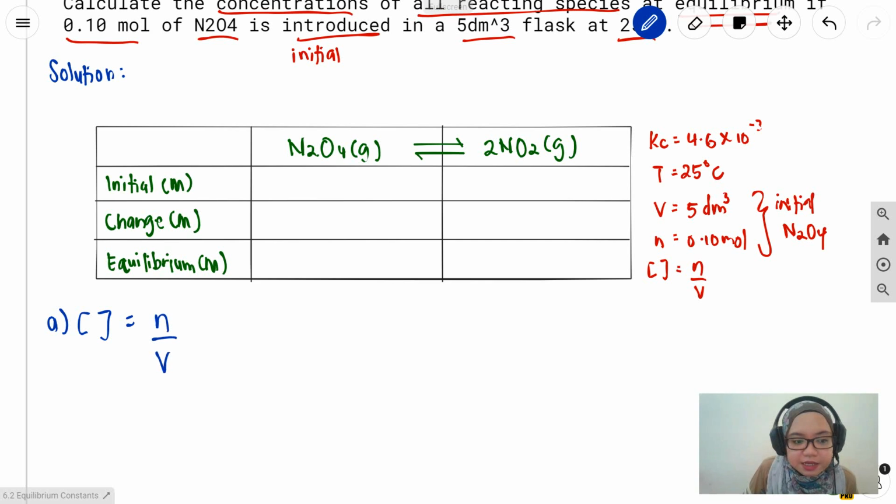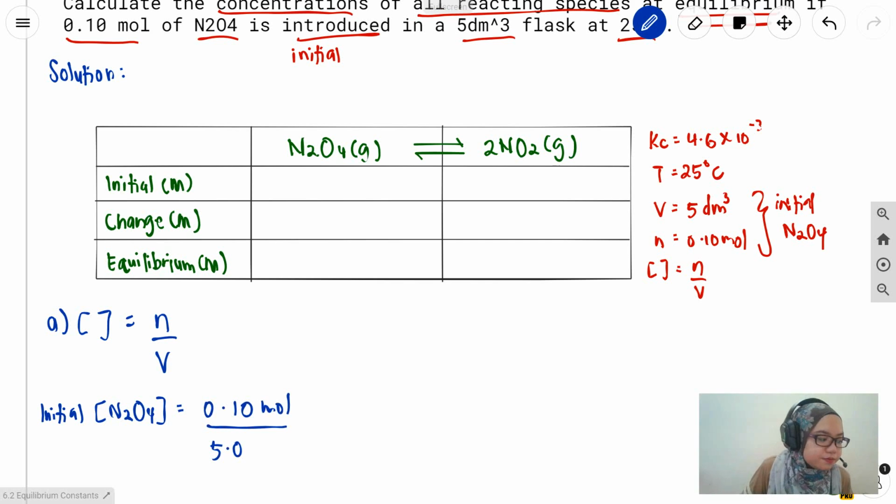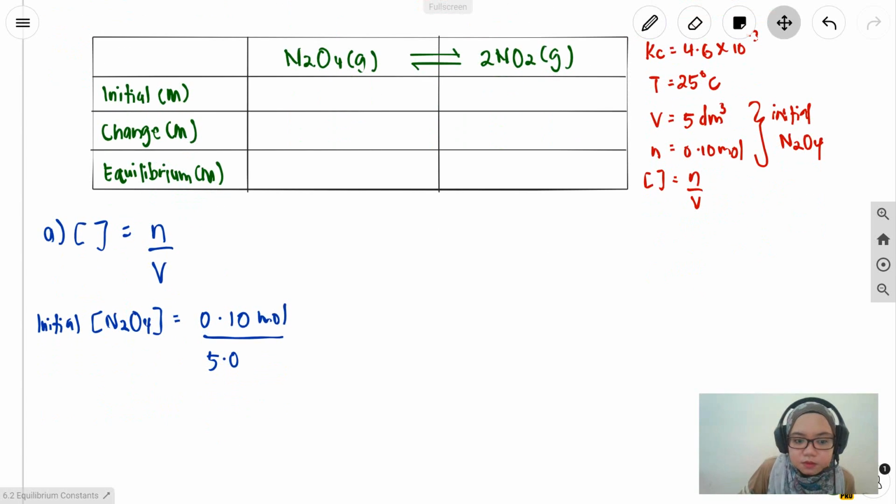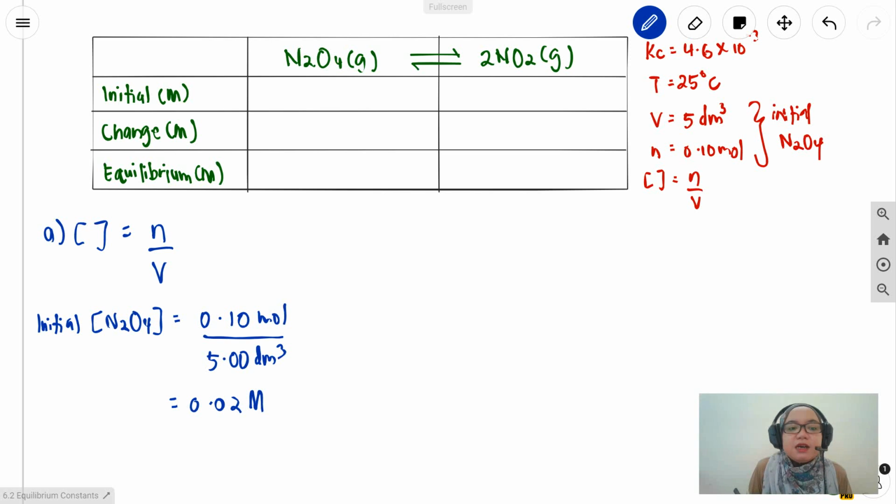So you can find that the initial concentration of N2O4 is equal to 0.10 mole divided by 5.0 decimeter cube, where we can find that the molarity of N2O4 gas is 0.02 molar. So this is the initial concentration of N2O4 gas, dinitrogen tetroxide gas.